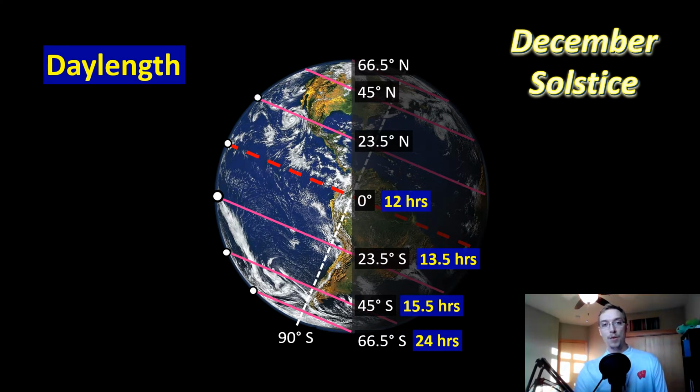The Tropic of Cancer, 23.5 degrees north, 10.5 hours. 45 degrees north, our shortest day of the year here in the Eau Claire area or along the 45th latitude, about 8.5 hours long. And then up in the Arctic Circle, perpetual night for a portion of the year, right? We've heard of this before.